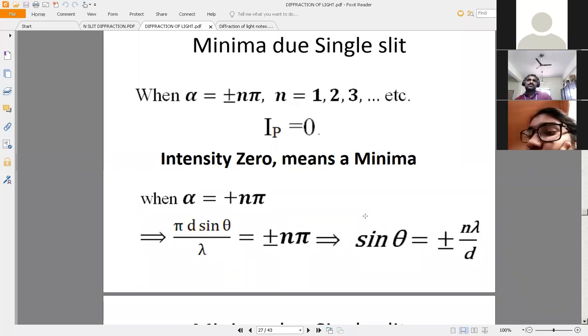Wherever it goes to 0, that is minima. Wherever it goes to other than 0, it is going to be a maxima. And when alpha equal to 0, it gives you the principal maxima. These conditions, if you can remember, you can derive sin theta equal to plus or minus n lambda by d within a few steps, by remembering just alpha equal to plus or minus n pi.